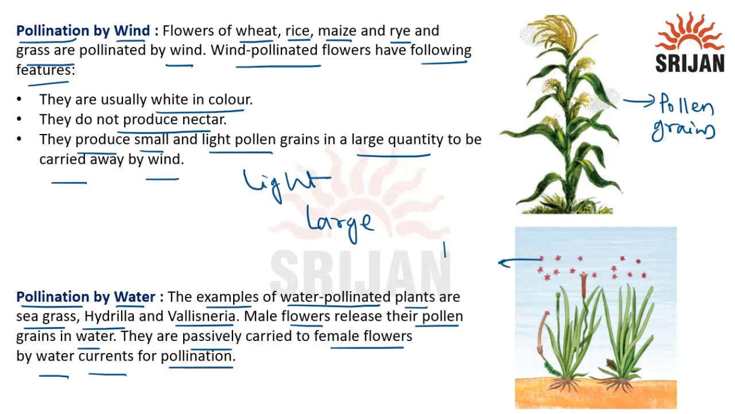So these are the male flowers, and this is the female flower. Now the male flowers will transfer the pollen to the female one.